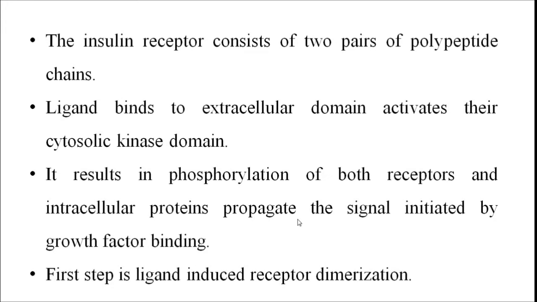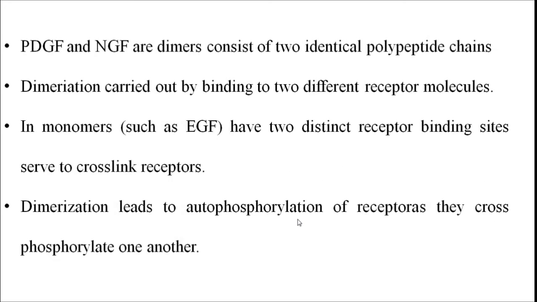So, in case of receptor protein tyrosine kinase, after binding of the ligand, the first step is the dimerization of receptors. Now, that will be in case of the insulin, but in case of the PDGF, the platelet derived growth factor, and the nerve growth factor, these two receptors are dimers. That is, they consist of two identical polypeptide chains.